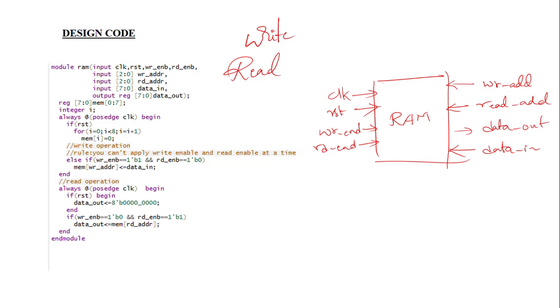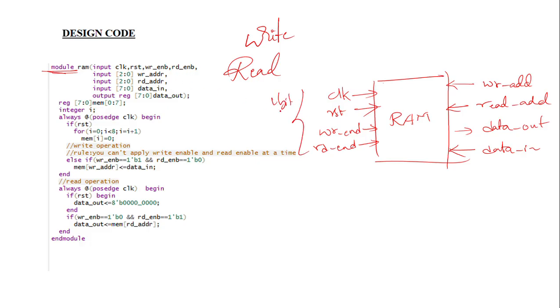If you have any doubts while I'm explaining, you can comment on it. I will make a separate small video for that. First of all, you start with module. It will be common for everything. Module followed by the module name. RAM is our module name here. What are the input ports? Clock, reset, write enable, read enable. These are the 1-bit ports.